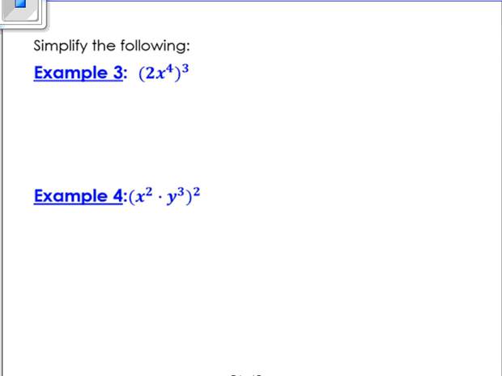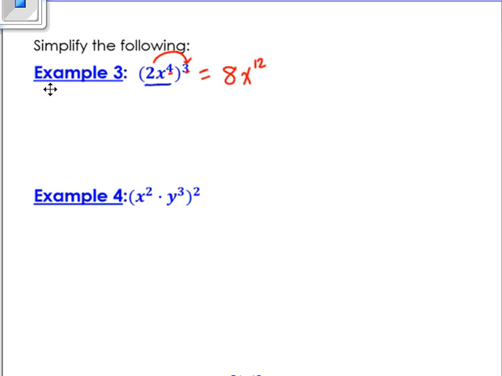Okay, so let's try it. The rule is you're going to take this coefficient to the power. So I'm going to take 2 to the third power. Well, 2 to the third power is 2 times 2 times 2, which is 8. And then I'm going to multiply my exponents. 4 times 3 is 12. So that's using the shortcut. That's using the rule. But again, just like before, you can write this out and do it the long way.